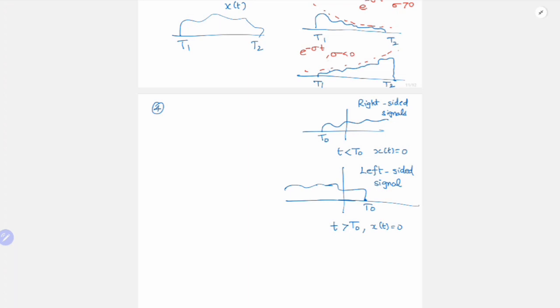So now if I were to put an exponential e power minus sigma t for sigma greater than some sigma naught, let's say for sigma naught, it converges. Okay, so I'll represent it in red color. Maybe I'll bring it to the center.